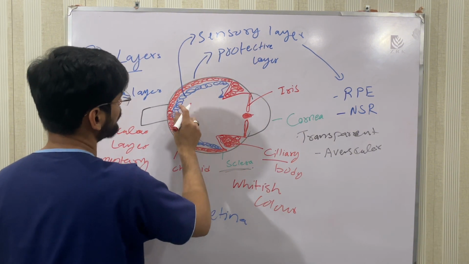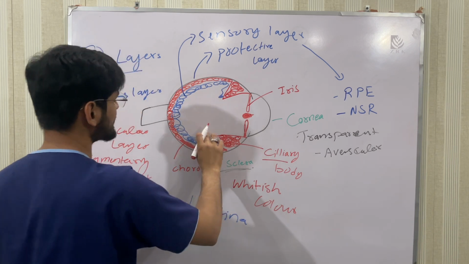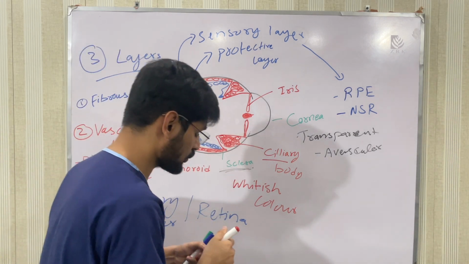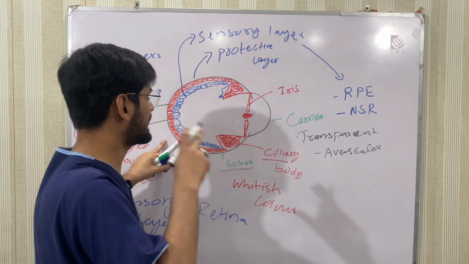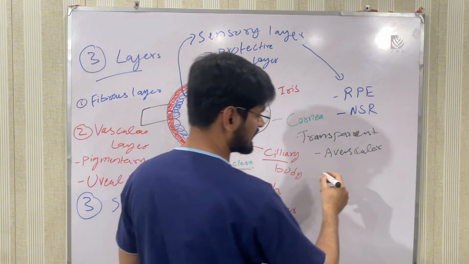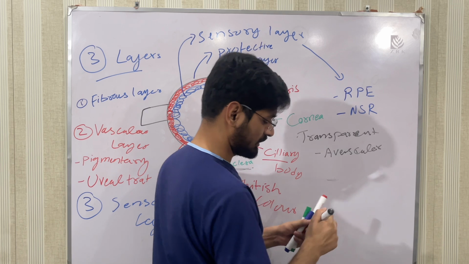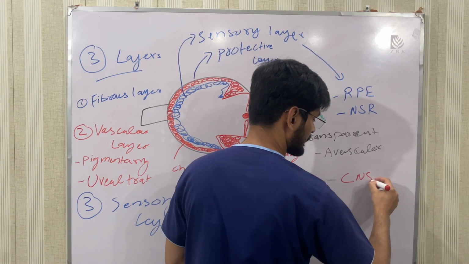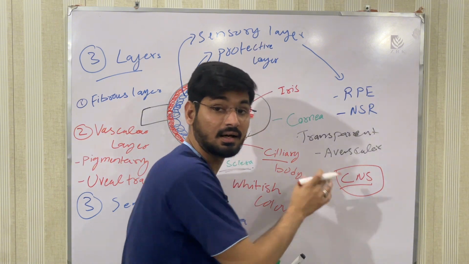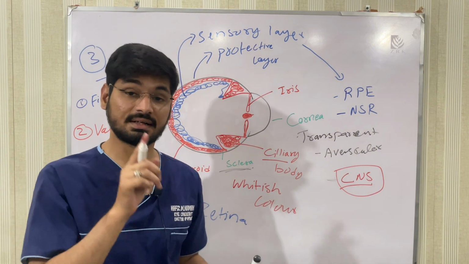After this we have the sensory layer. This is also called retina. Here is the most important thing about the retina: retina is present in our eye, but retina is a part of the central nervous system.